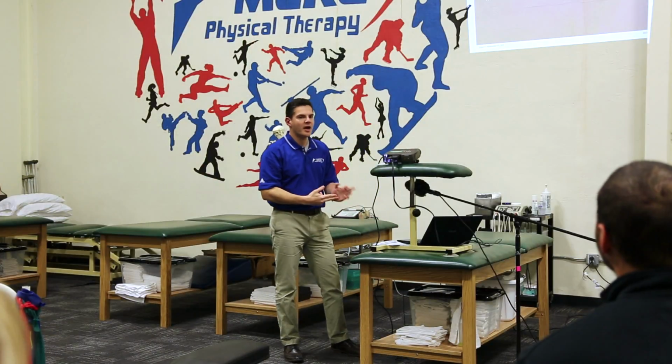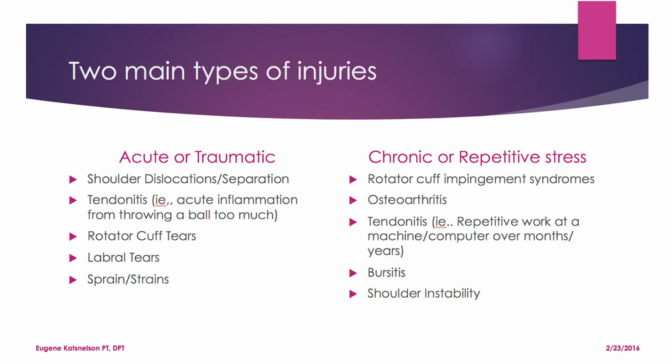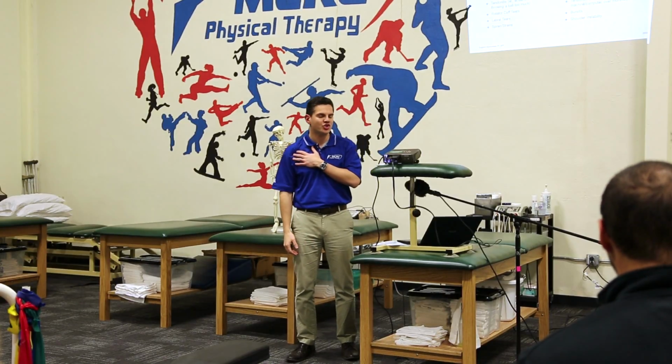So, on to what the common injuries of the shoulder are. I like to separate them into two types of injuries. One of them is acute or traumatic, which is I fall on the ice and break my shoulder, or a car accident, or playing sports and getting hit in the shoulder and getting that immediate injury.